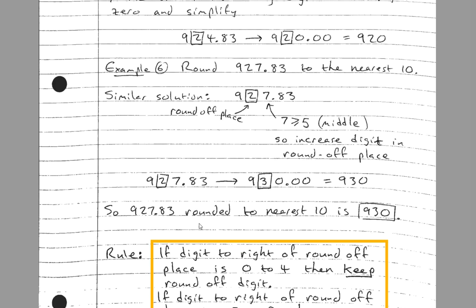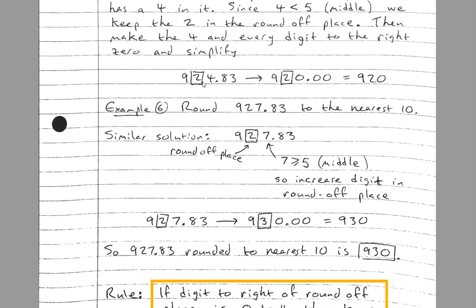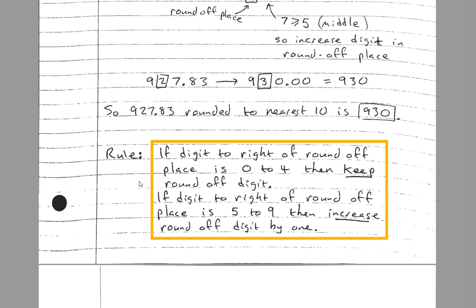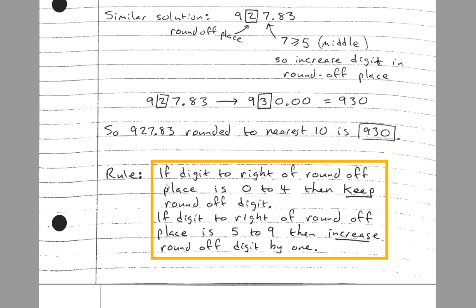So this number rounded to the nearest 10 is 930. All right, so you can see there's a complicated rule coming. If you're rounding off, you find the round-off place. If the digit to the right of the round-off place is 0, 1, 2, 3, or 4, then keep the round-off digit. But if the digit to the right of the round-off place is 5, 6, 7, 8, or 9, then increase the round-off digit by 1.